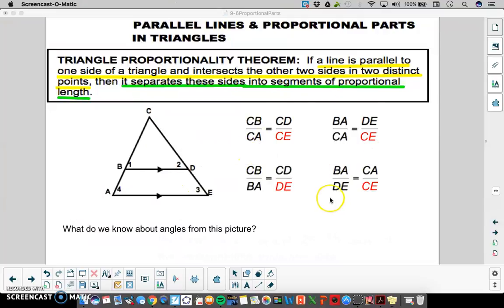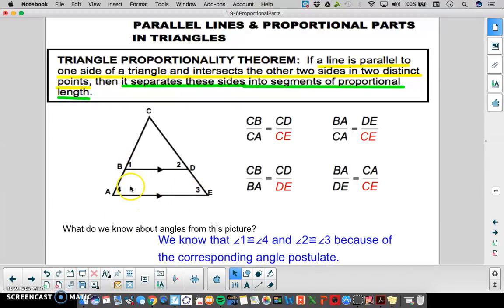We notice here we have several ways to set up proportional parts. These aren't the only ways. We'll practice more in class on these. These are just a few examples of the proportional pieces we can set up. We also know some things about the angles. Because BD and AE are parallel lines, we have angle 1 congruent to angle 4 and angle 2 congruent to angle 3 because of the corresponding angle postulate. We know those are corresponding angles when parallel lines are cut by that transversal.